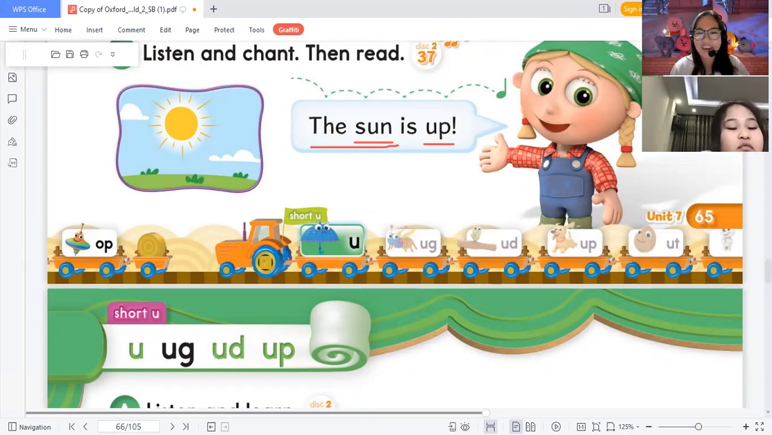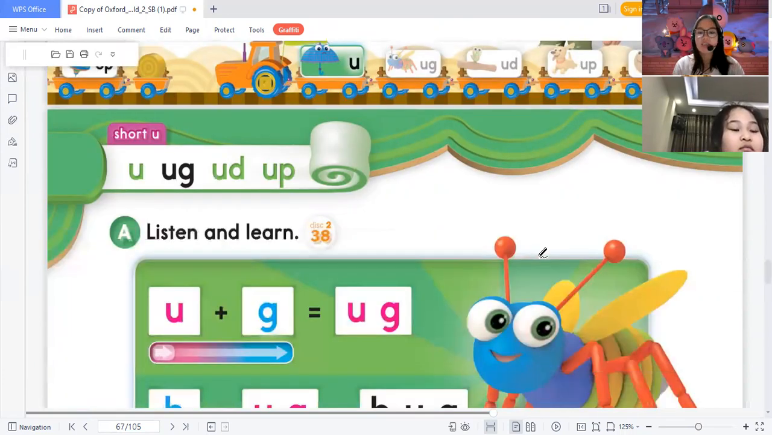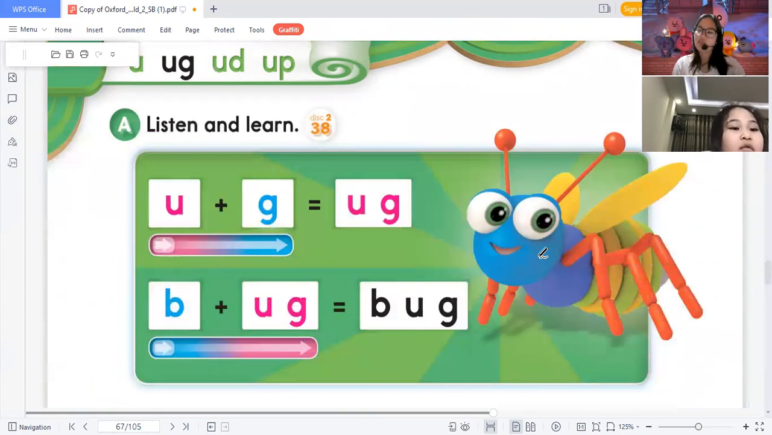There you go. Okay, so now, since we already learned the U sound, let's go with the UG sound, okay? UG. Can you please repeat? UG. That's right. So we have to put together the letter B and the UG sound. We will say bug. Oh, definitely. That's perfect.